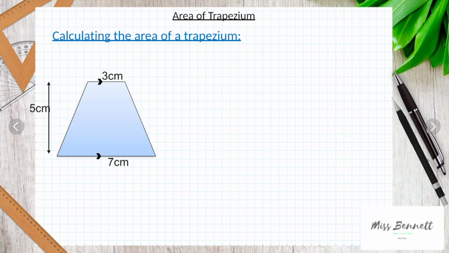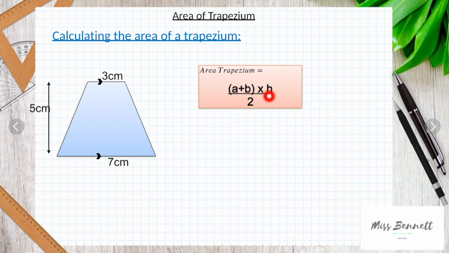Let's have a look at this question. I've identified the two parallel sides. These are always A and B. And this is the perpendicular height, 5. So the first step is to write down the formula for the area of a trapezium. Then you simply substitute, put in the values that you have in the question. I know my A and B, and I know my height.